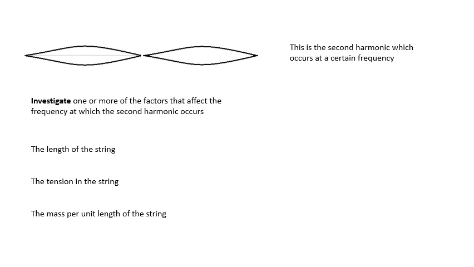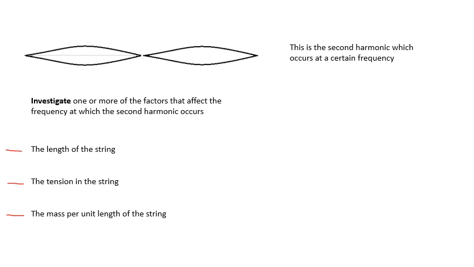Investigate one or more of the factors that affect the frequency at which the second harmonic occurs. So, at what frequency do you get the second harmonic? And what does that frequency depend on? It depends on the length of the string, it depends on the tension in the string, and also on the mass per unit length of the string, how heavy the string is.